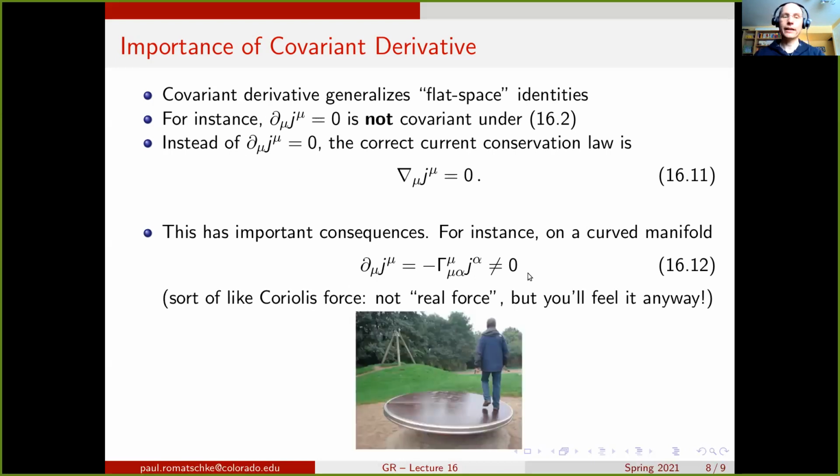This is sort of like a Coriolis force, okay? So basically, it's not a real force because this is just the geometric contribution from the fact that you're not in a flat space-time. But the effect is there anyway. So think about a spinning disk here and walking on this. You'll feel a force that will try to drive you away from the center.